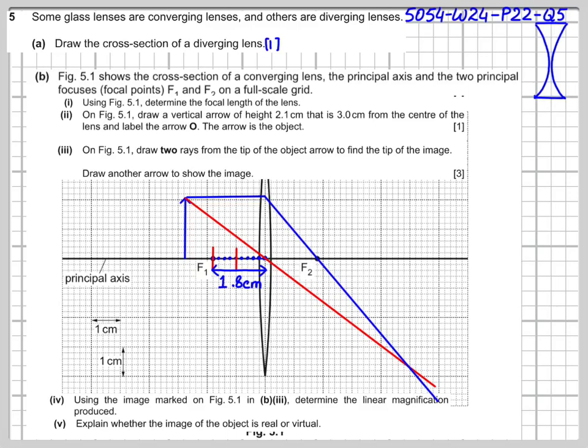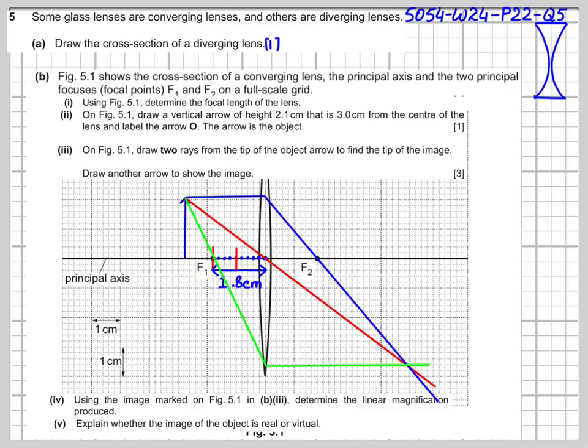Otherwise, if you need to make the third ray, what's the possible third ray? It should go from the top of the object, just like this, through the focal point, and it hits the lens there. And when it crosses the lens, it becomes parallel on the other side. So it's just a reverse of this first ray.